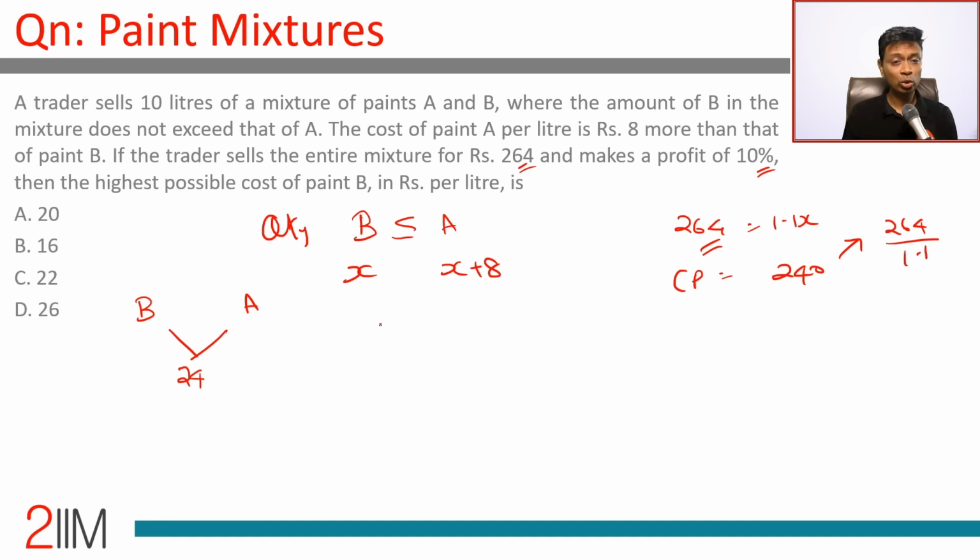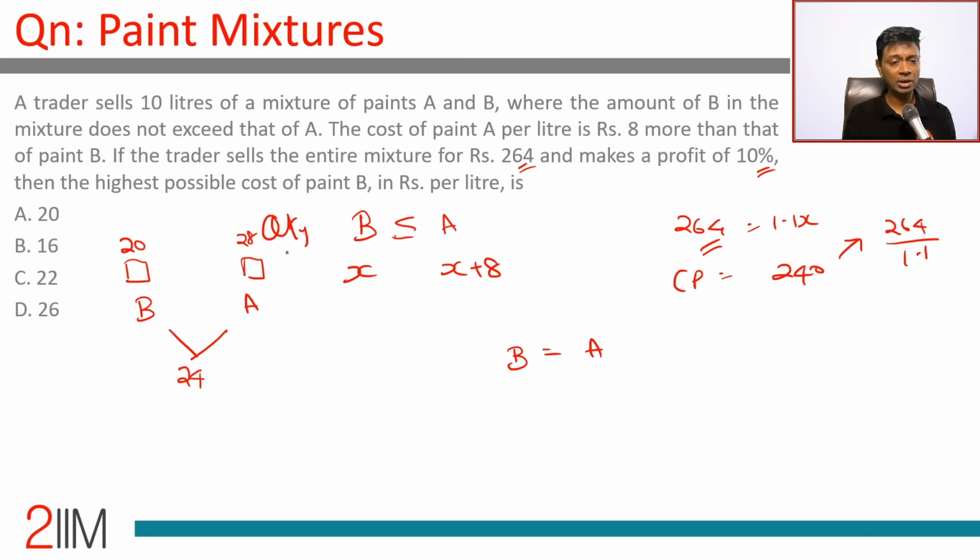We know that the quantity of B should be less than or equal to A. I'm going to forget this less than or equal to. I'm going to put quantity of B equal to quantity of A. A costs 8 more than B. You're mixing two equal quantities, and then A costs 8 more than B. The average should be 24. The average will be bang in the middle if both are equal. So this should be 28.